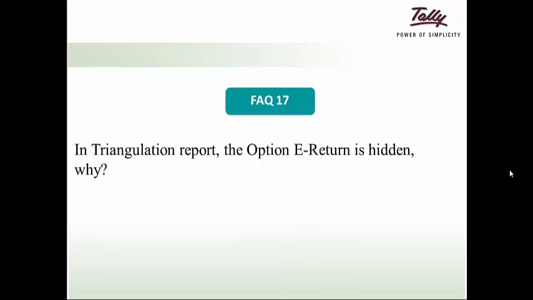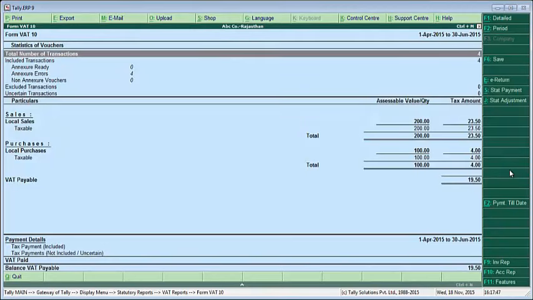In triangulation report, the option E return is hidden. Why? So this option is hidden for few users and the customer is asking why is it hidden. So first of all, the e-returns should be applicable for that state. For example, now for Rajasthan, e-returns is applicable, which is why this option is highlighted. If for a state e-returns is not applicable, then this option will not be highlighted.